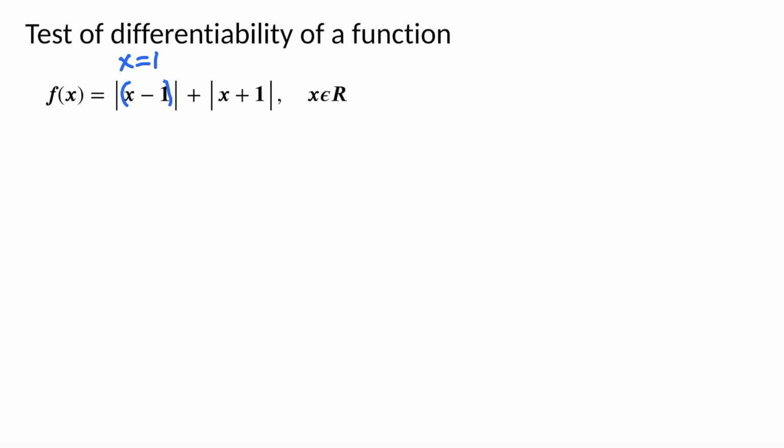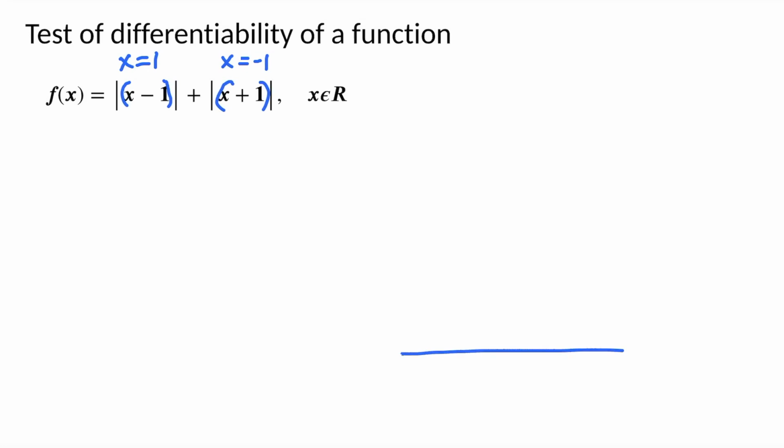And how about this one, x plus 1? When does that become 0? At x equal to minus 1. So for values of x less than minus 1, x plus 1 is negative. So modulus of that would be minus of x plus 1. And for values of x greater than minus 1, x plus 1 is positive. So modulus of that would be plus of x plus 1. So that's how we get rid of the modulus symbol.